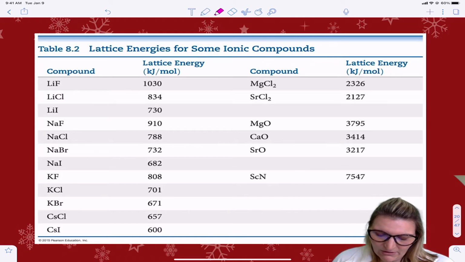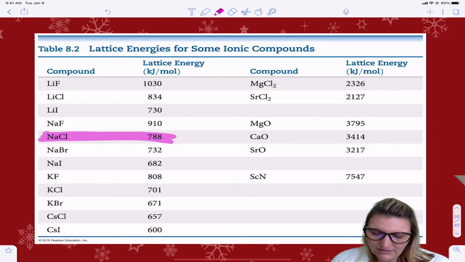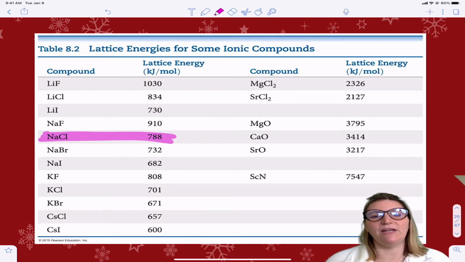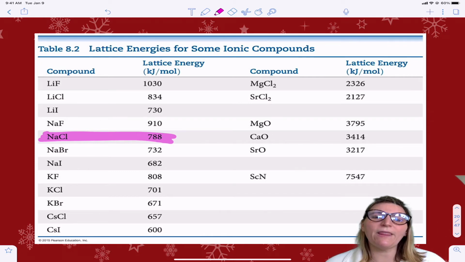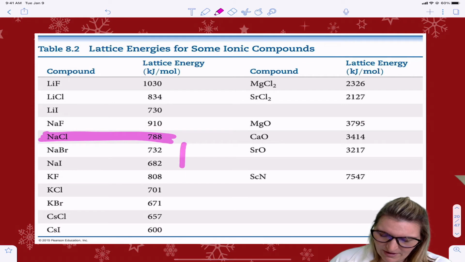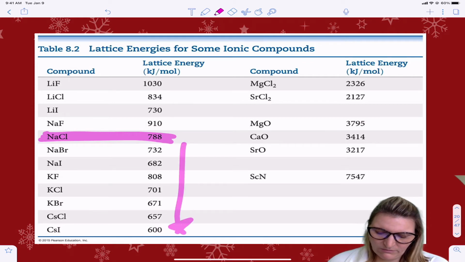NaCl, that we talk about all the time, has a lattice energy of 788 kilojoules per mole. Remember that a mole is 6.022 times 10 to the 23rd. So if I have 6.022 times 10 to the 23rd formula units of NaCl, I would need to put in 788 kilojoules. So when might lattice energy be lower than that? Well, lattice energy is lower than that in all these scenarios.